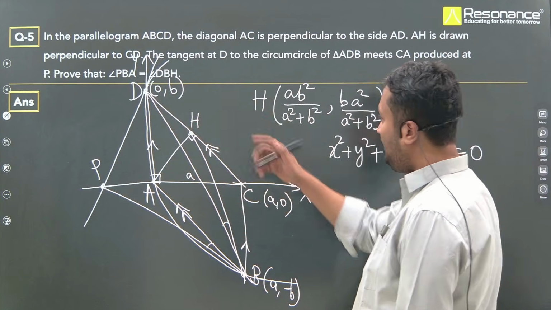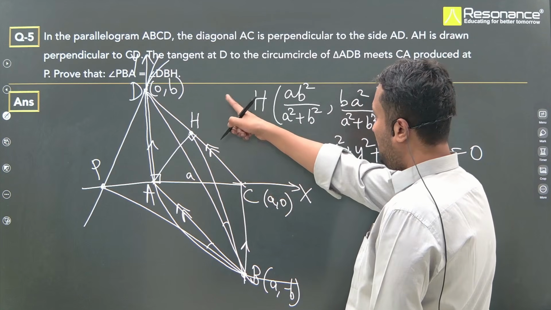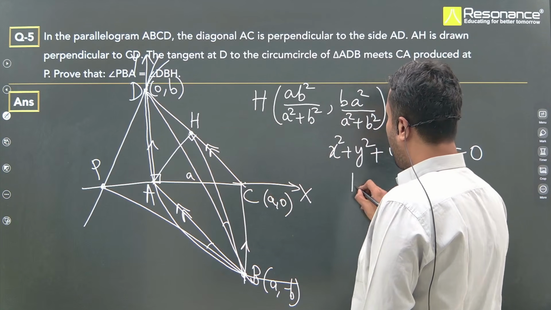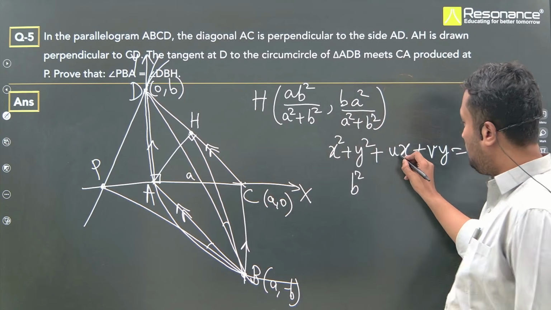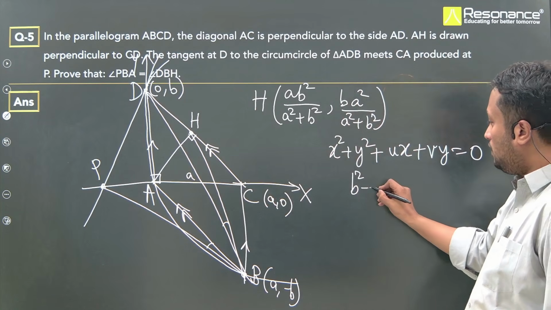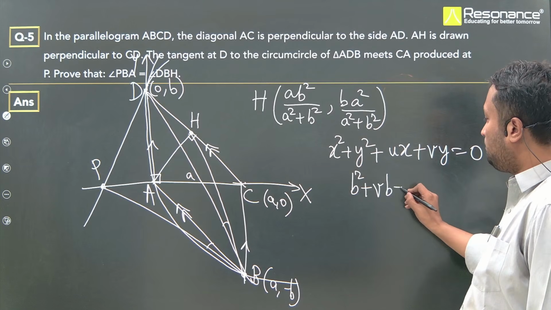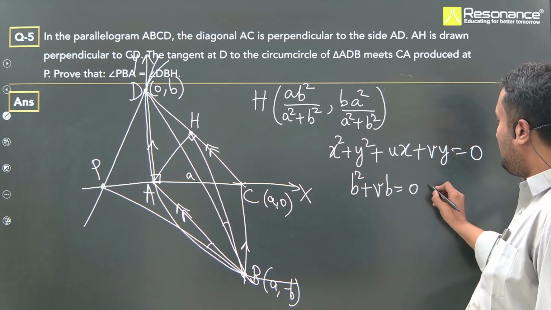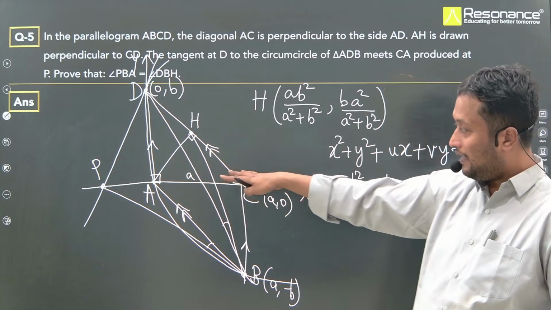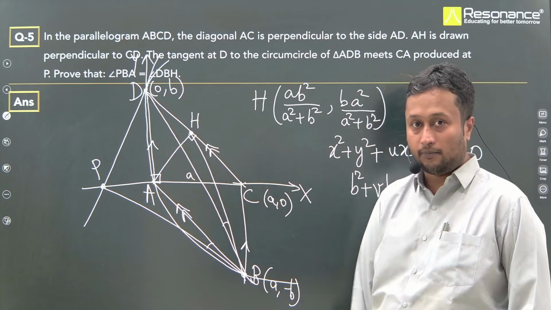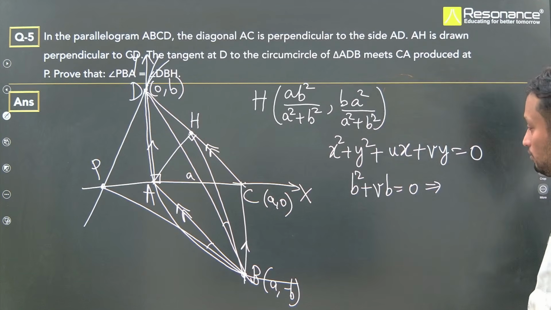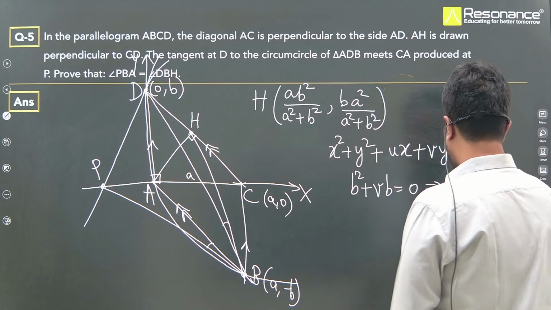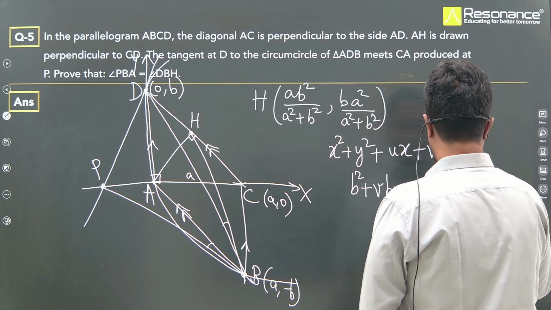So let's plug in D, that looks easier. If I plug in 0 comma B over here, I'll get B square, plus U, okay, plus V times B is equal to 0. So that immediately tells us, by the way, you could have taken A to be 1, B to be K or something. That will make some equations look much nicer. So V is minus B.